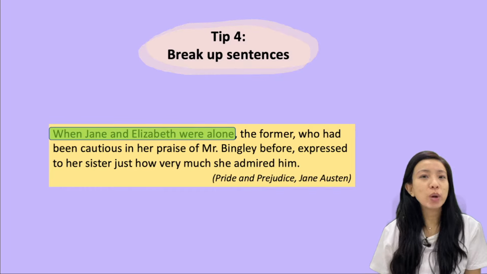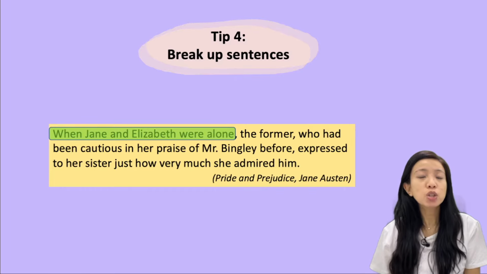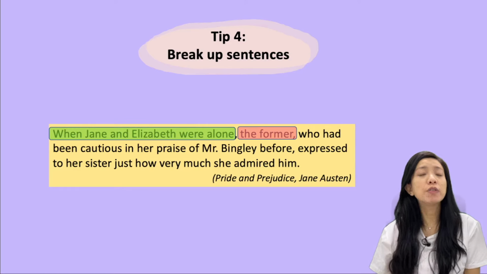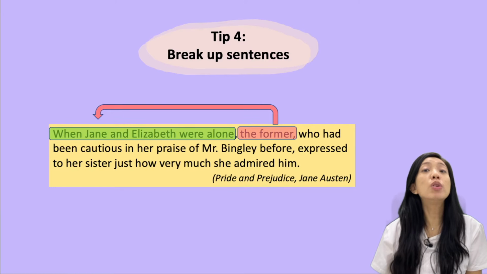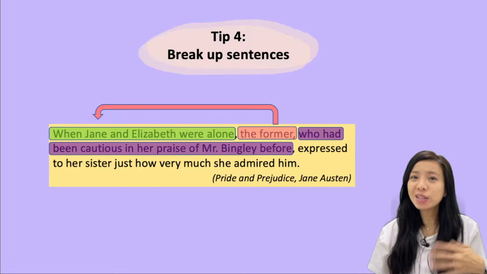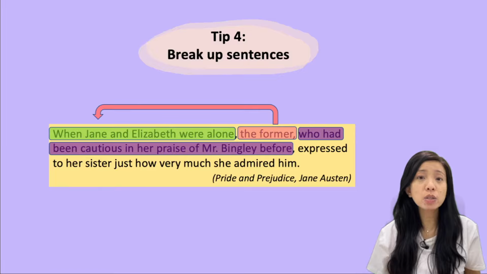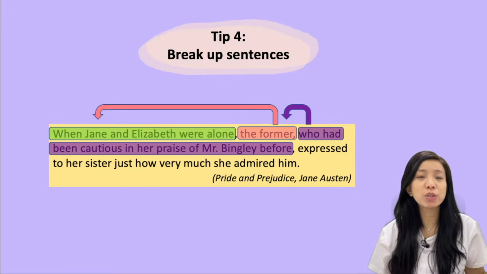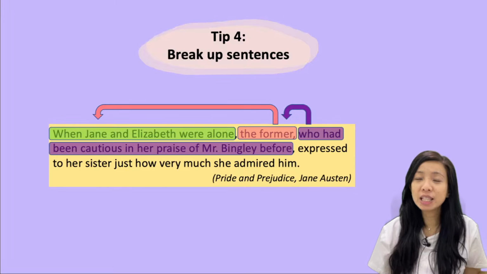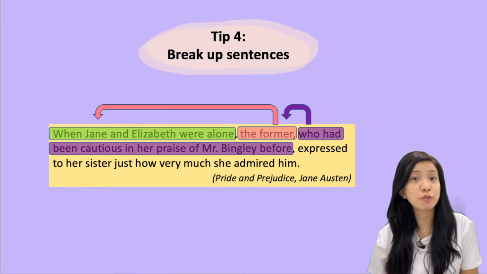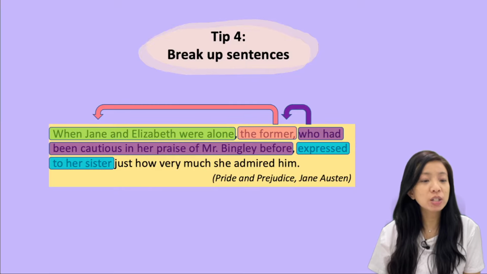So the first part is when Jane and Elizabeth were alone. So I know that there are two people there, Jane and Elizabeth. The second part, the former. So former here refers to Jane. The next part of the sentence, who had been cautious in her praise of Mr. Bingley before. So this who is a relative pronoun and this who is referring to the former. And we already know that the former is referring to Jane. So this part is telling us that Jane was cautious in her praise of Mr. Bingley before.